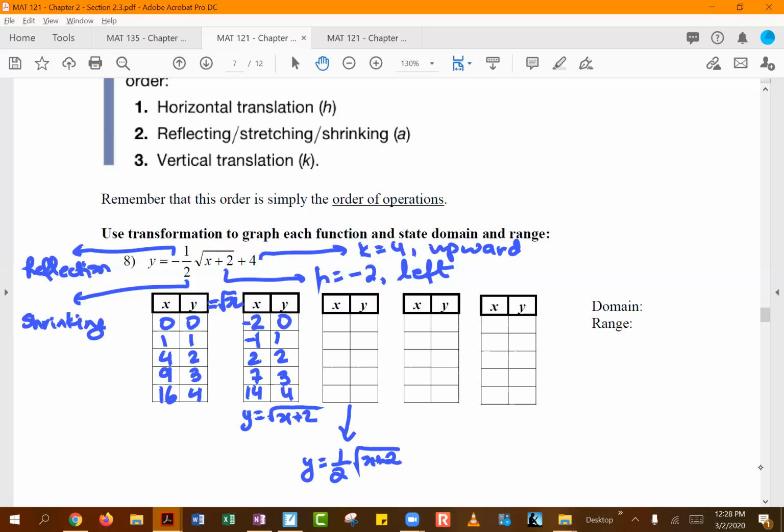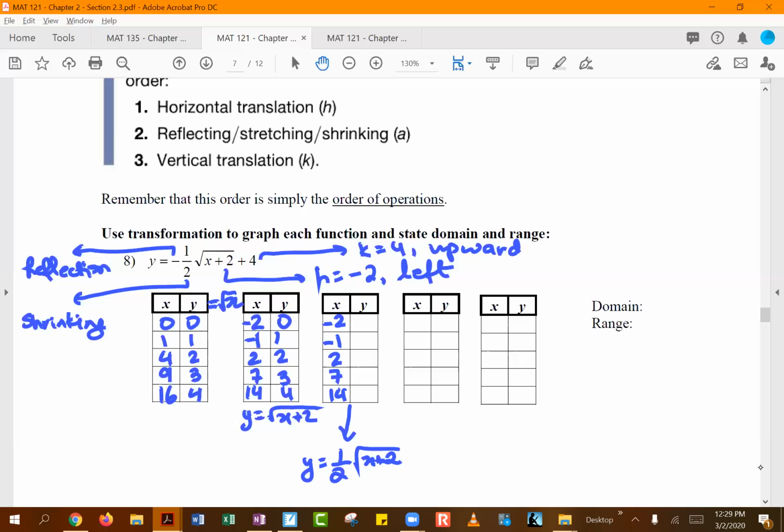Will that change our x values? No, because the 1/2 is on that entire square root. So your x values will actually now stay the same. Your x values are not changing, so they will be -2, -1, 2, 7, and 14. All the y values from that second table are going to be multiplied by 1/2.